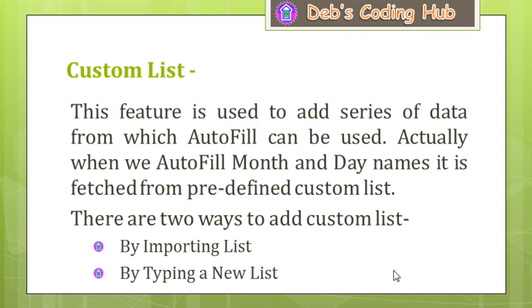Actually, when we autofill month and day names, it is fetched from a predefined custom list. That means the names of months and days are already stored inside Microsoft Excel as a custom list, and when you fill those series, this comes from the custom list. So let us see how we can create our own custom list. It can be done in two ways. Number one, by importing the list, and the second method is by typing a new list. Let us see how it can be done.